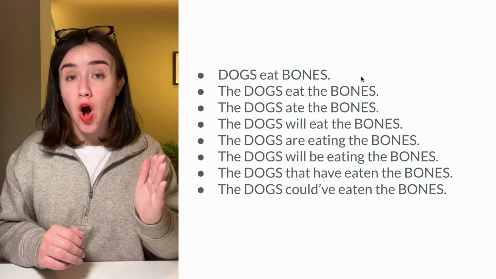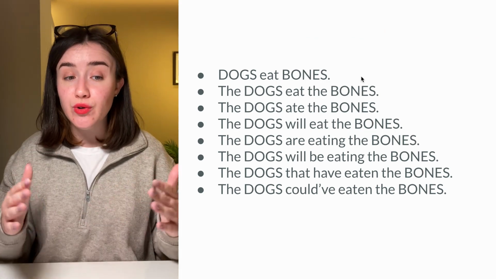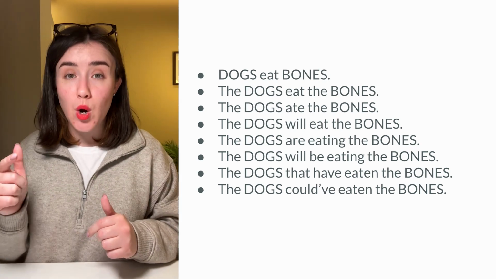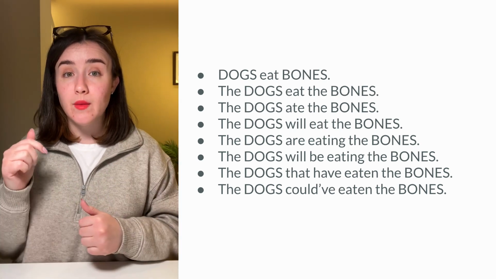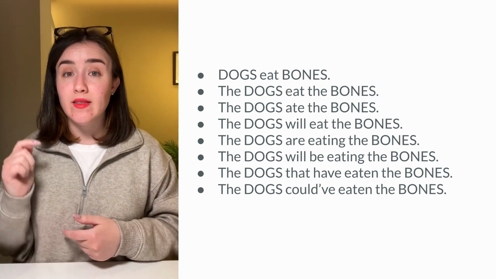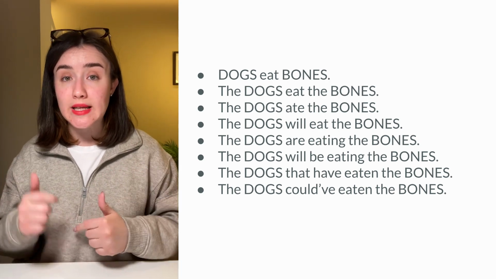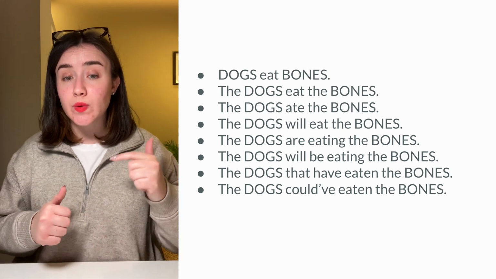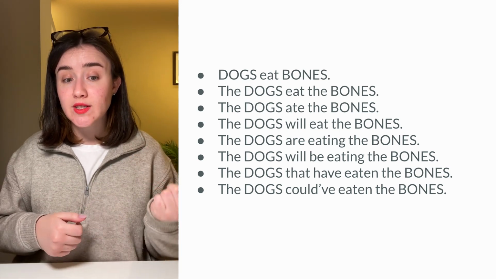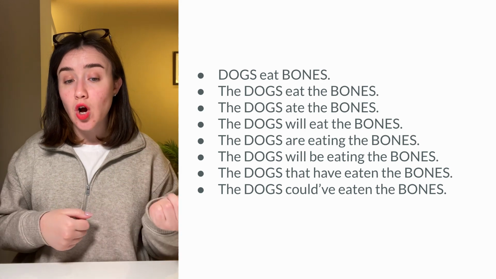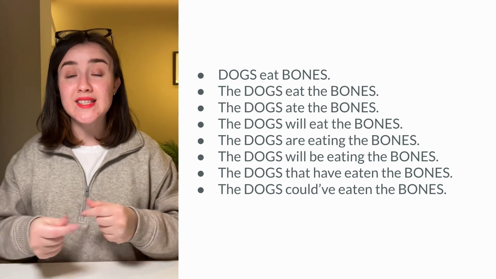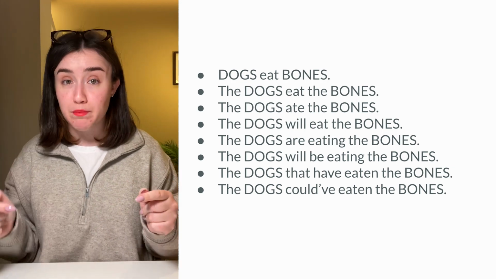So, dogs eat bones. I'm going to show you that the grammar fits into the slots. Dogs eat bones. The dogs eat the bones. The dogs ate the bones. The dogs will eat the bones. The dogs are eating the bones. The dogs will be eating the bones. The dogs that have eaten the bones. The dogs could have eaten the bones. Okay? So the metronome, the beat, stays the same: dogs and bones.